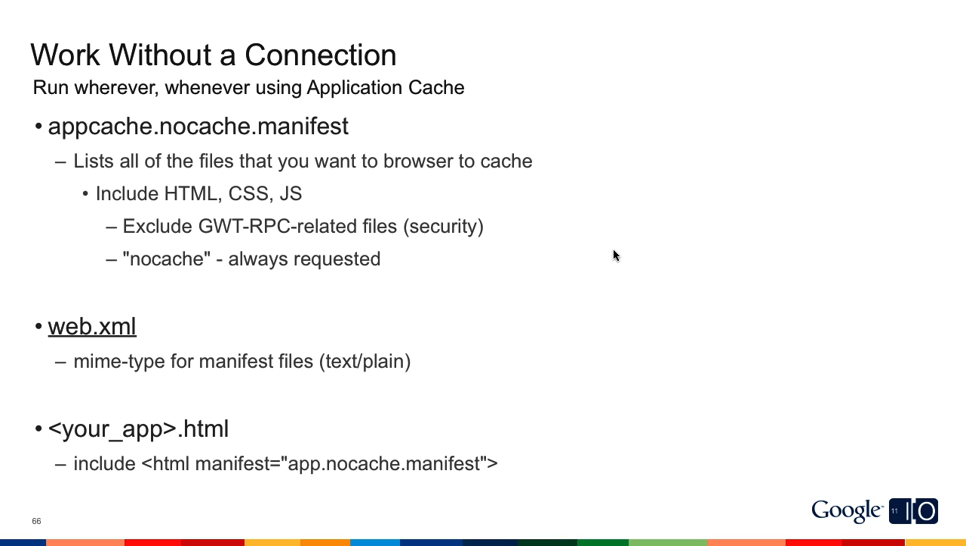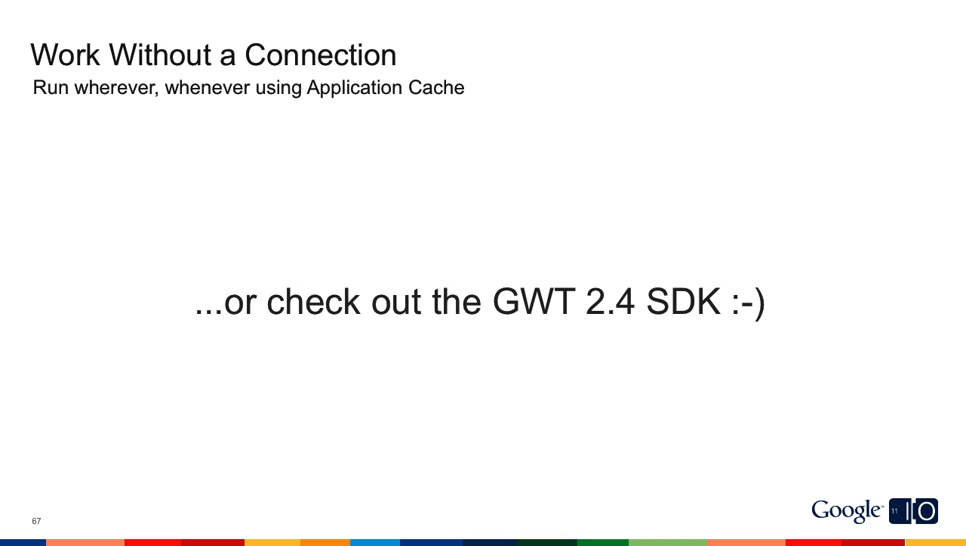You end up declaring an appcache.nocache.manifest, right? This is just a file that you create. And then you go through and you list all of the permutations that you have, and you leave out all the RPC generated ones, and the fact that you call it nocache means that it'll always go fetch it. Then you go change your web XML file, and you add this manifest file, and you add the MIME type for it, and then you update your HTML file to include this manifest file, yada, yada, yada, yada. Or you can just go check out the 2.4 SDK, where we started to make changes.